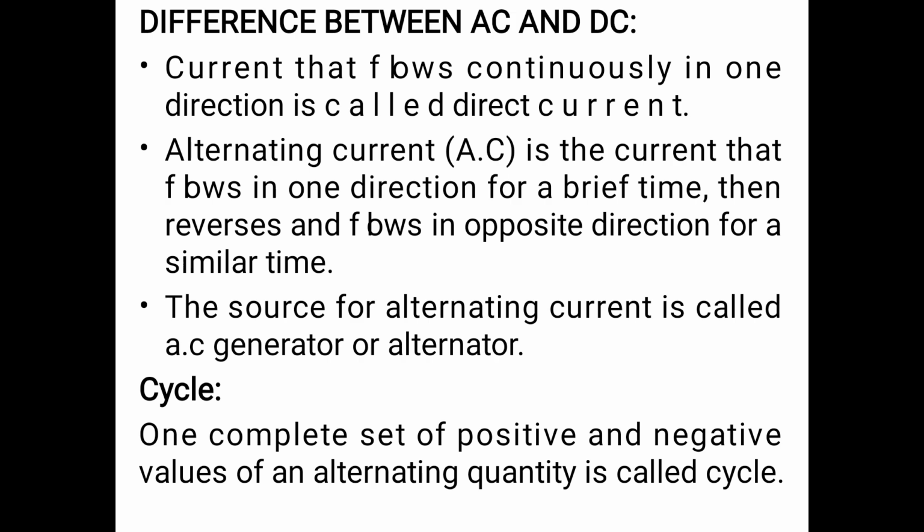Difference between AC and DC. Current that flows continuously in one direction is called direct current, DC. Alternating current is the current that flows in one direction for a brief time, then reverses and flows in the opposite direction for a similar time. The source for alternating current is called an AC generator or alternator. Cycle. One complete set of positive and negative values of an alternating quantity is called one cycle.